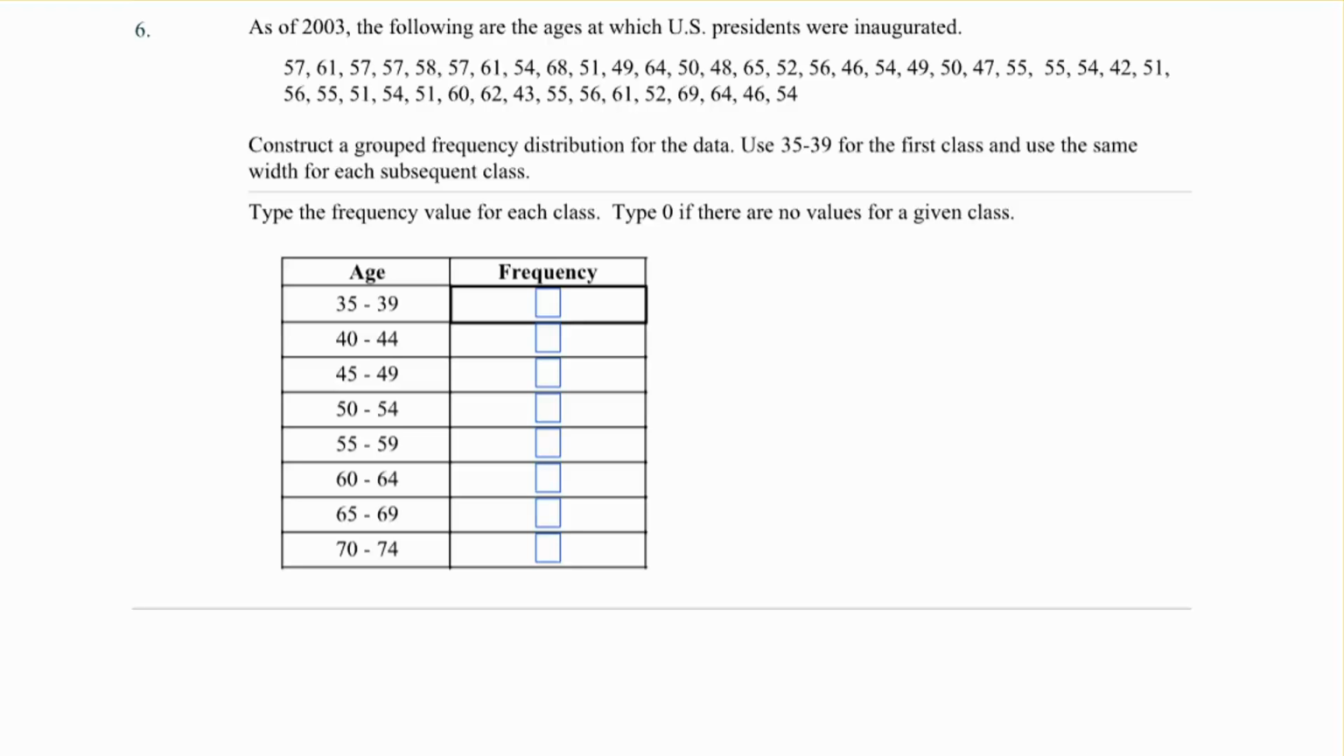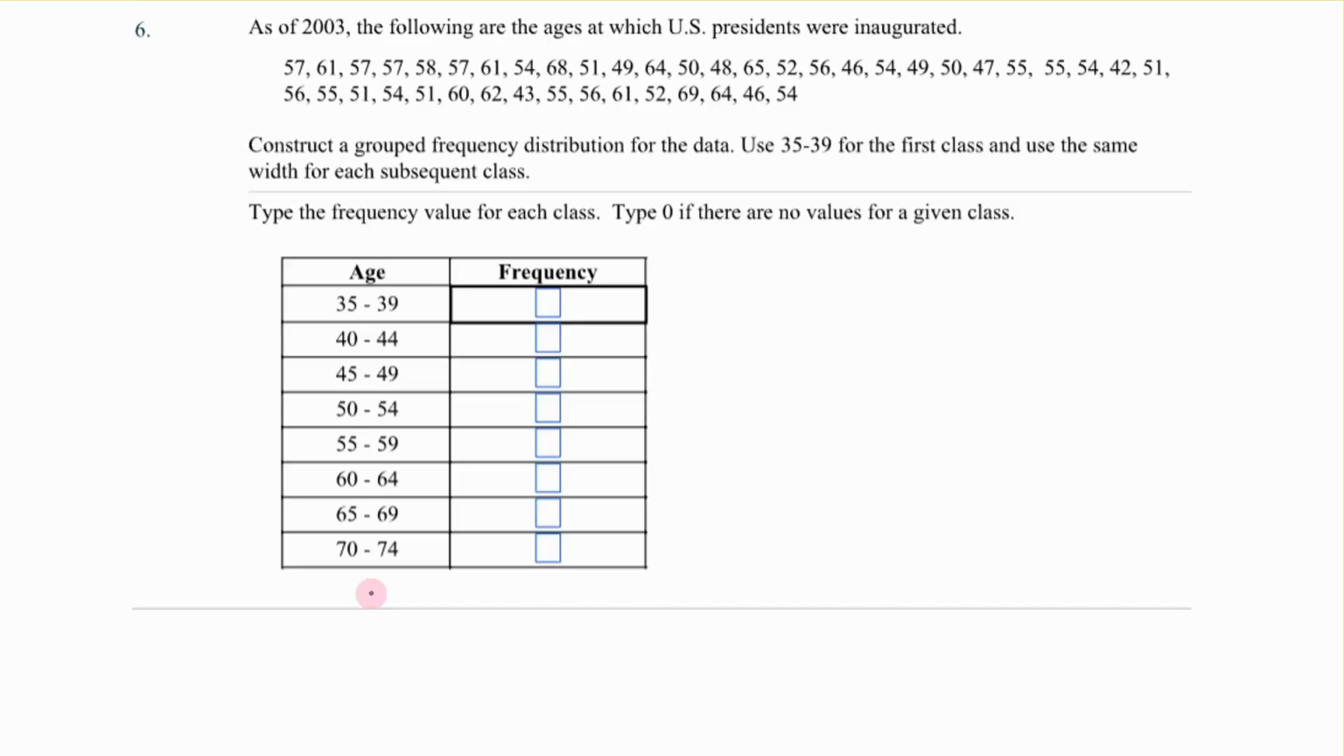All right, new kind of problem. As of 2003, the following are ages at which the U.S. presidents were inaugurated. Construct a grouped frequency distribution for the data. Use 35 to 39 for the first class, and then use the same width for each subsequent class. All right. Well, they actually have those for us.